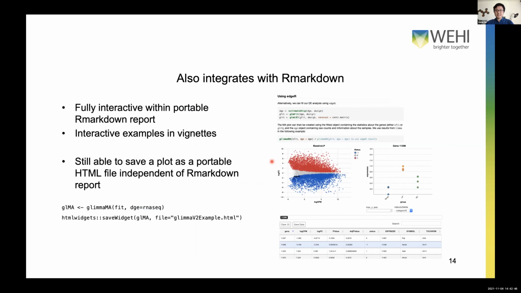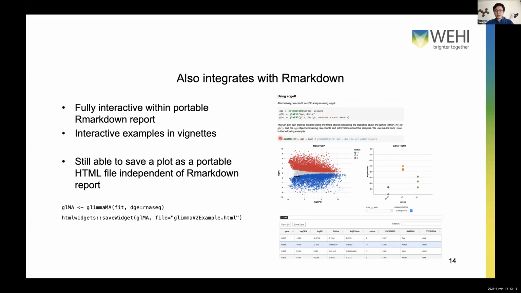And more importantly, it also integrates with Rmarkdown. Previously, the plots in Glimma version 1 would have to live on their own web page, in their own HTML file. But now it can be integrated into a Rmarkdown report, which is, I think, the gold standard these days for reproducible R analysis reports. If you were to use these Glimma version 2 functions, this is actually just a screenshot out of a Rmarkdown report.